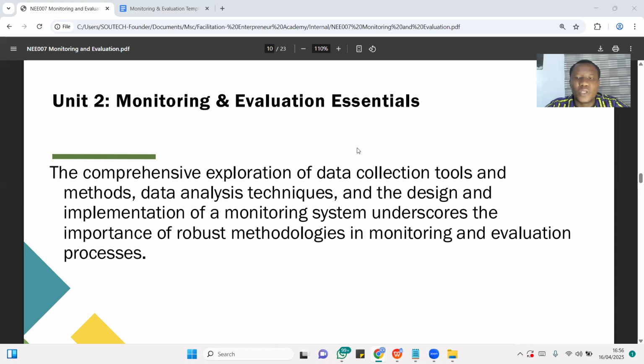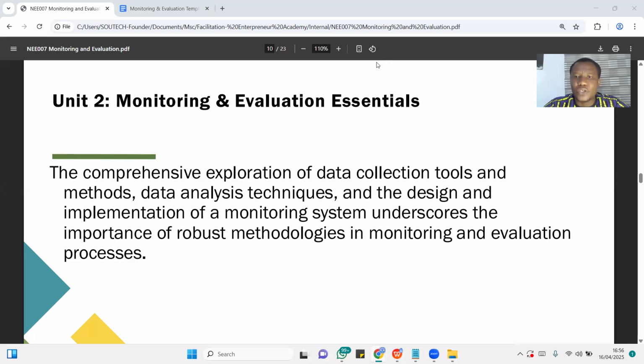Now, at this point, we've understood what monitoring and evaluation is. We've understood why we need to do monitoring and evaluation, and we've understood some of the basics. Now, let's look at a little bit more. Let's look at some essentials. So at this point, we're trying to ask ourselves, how do we do monitoring and evaluation?